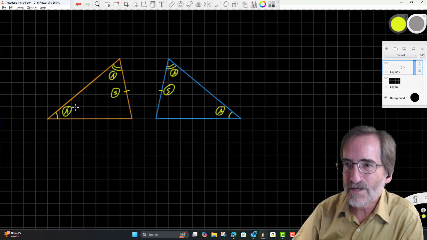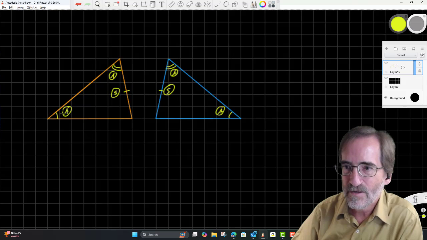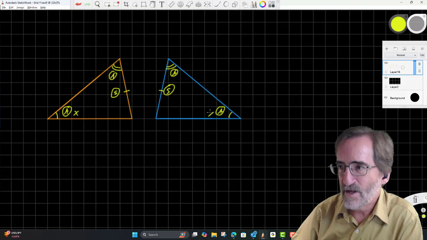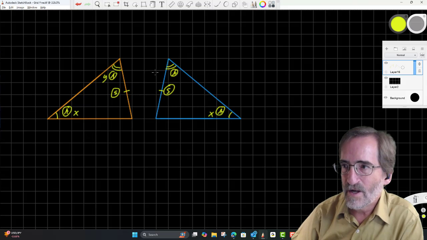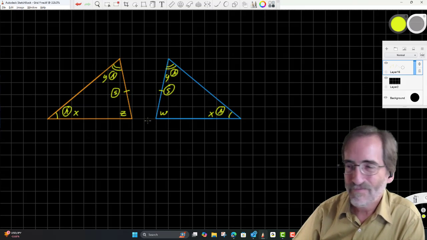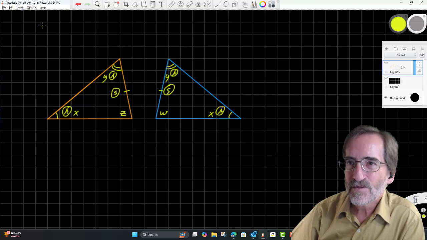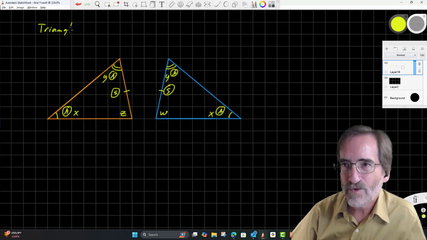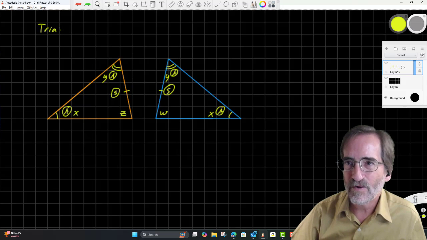Let's say, since these angles are congruent, I'm going to call this angle X. This is X, and this is X. This angle Y, this is Y, and this is Y. Okay, and then I'm going to call these Z and W, because I don't know that these are congruent yet, right? There is a rule called the triangle angle sum theorem.